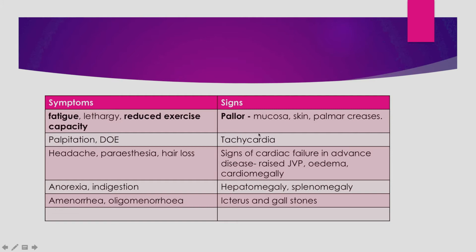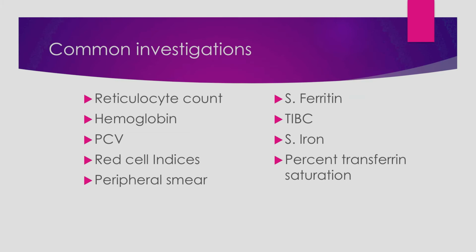Then tachycardia, signs of cardiac failure, for example raised jugular venous pressure, edema, cardiomegaly, hepatomegaly, splenomegaly, icterus, gallstones. So these could be the signs and symptoms of anemia. The common investigations for anemia are these. We will study them in detail.